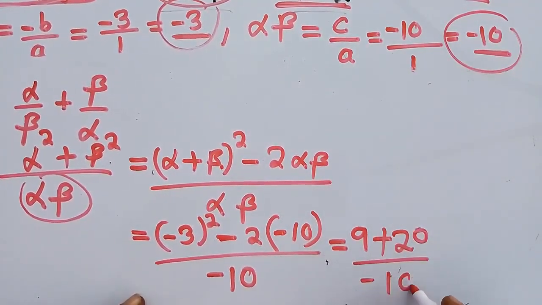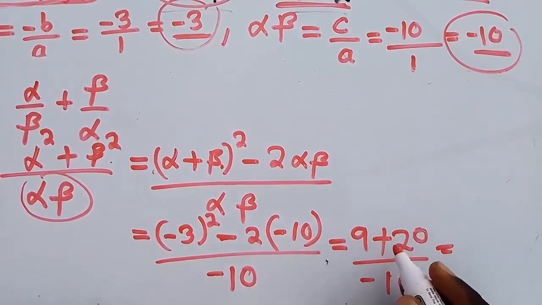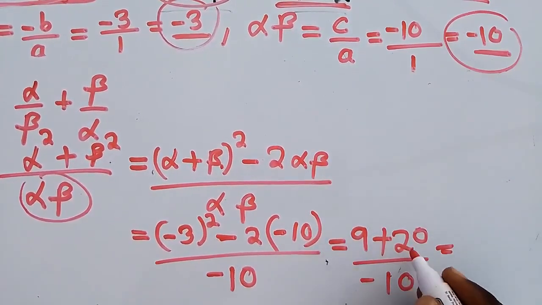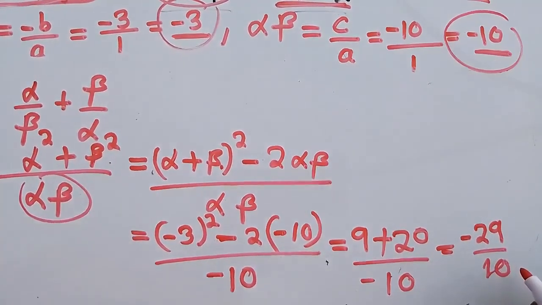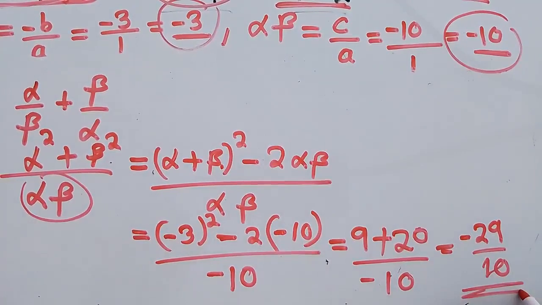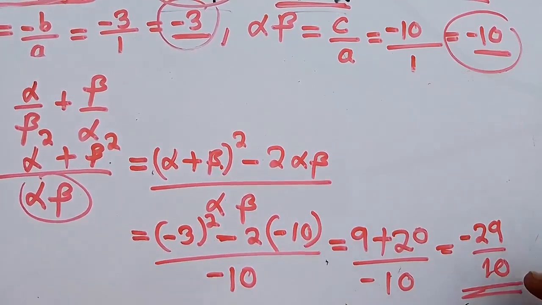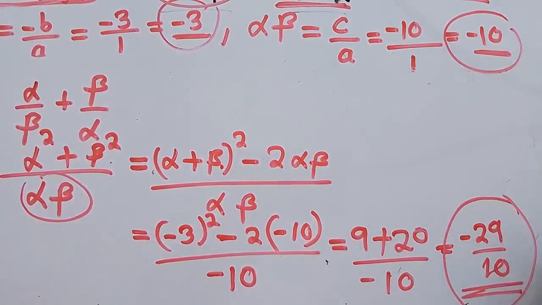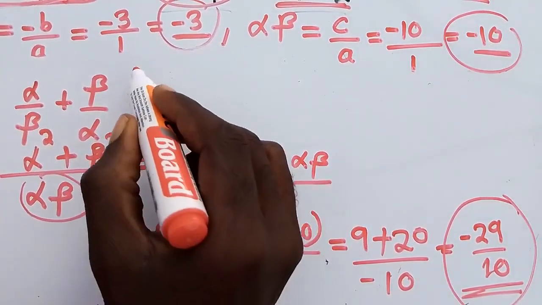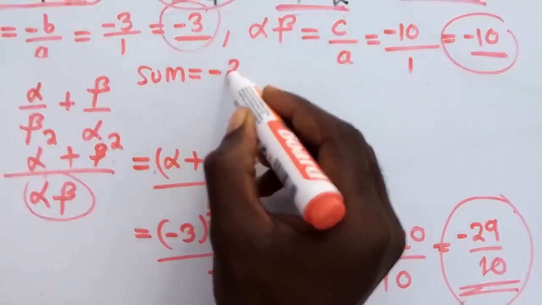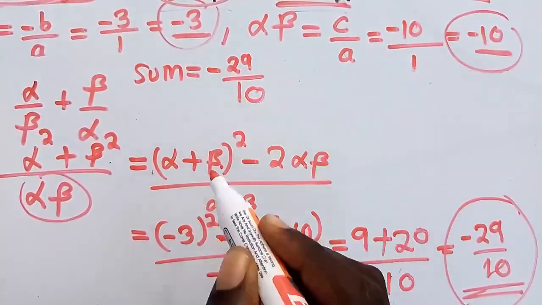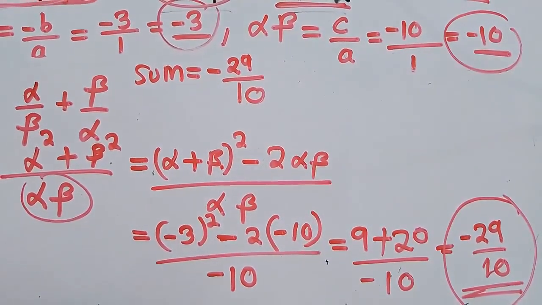Over negative 10, which is equal to 29, so the negative goes on top. I'm going to have negative 29 over 10. Negative 29 over 10 is called the sum of the roots. So don't forget, this is the sum of the roots. I'm going to write it here properly: the sum is equal to negative 29 over 10.